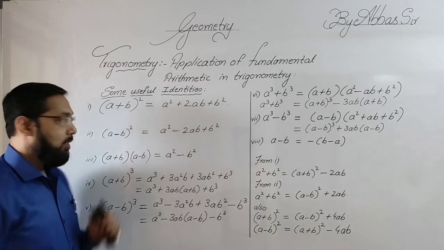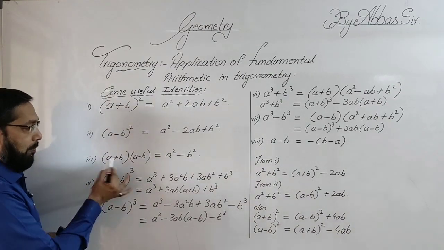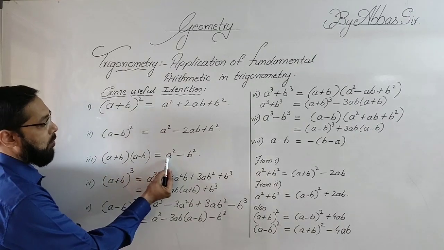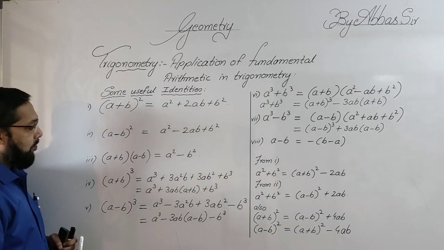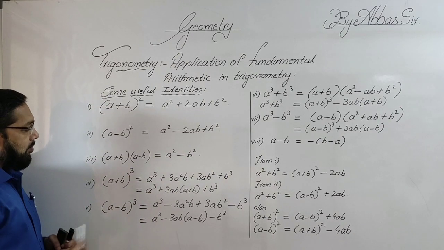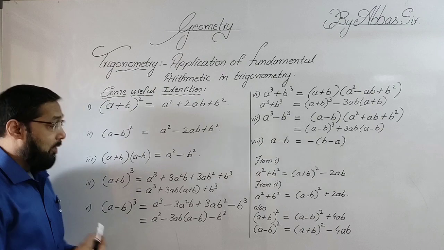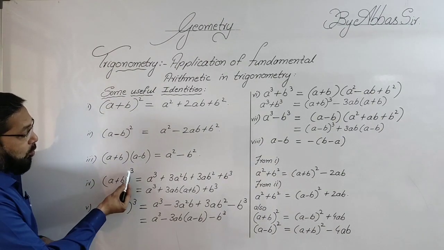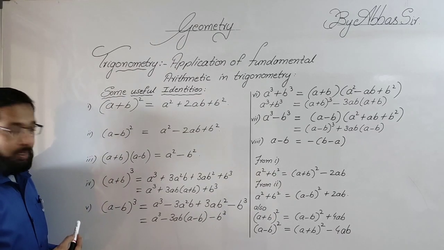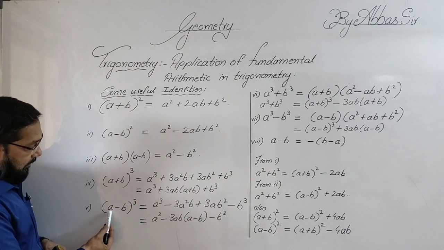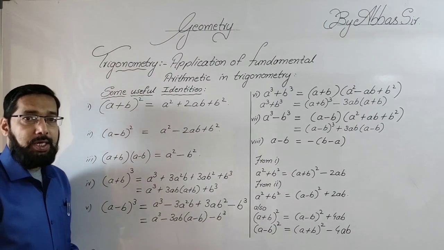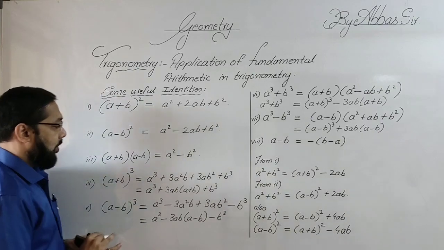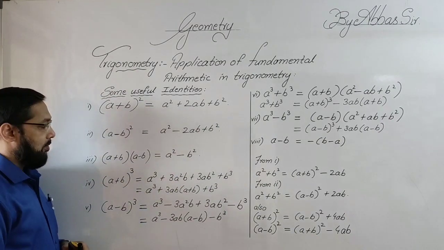The third one, a plus b multiplied by a minus b. We know what it is. It is a square minus b square. The fourth identity, which is in the form of cube. See what is it? It is a plus b the whole cube. Again, you can say it is cube of the sum of two numbers. And the below one is cube of the difference of two numbers. Now when we are dealing with cube, my friends, we have to be very, very careful and see what care we have to take. First of all, let us see what is its expansion.